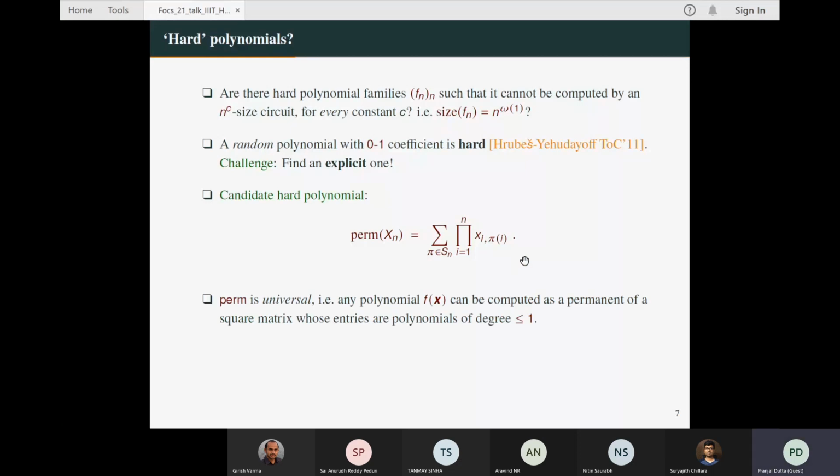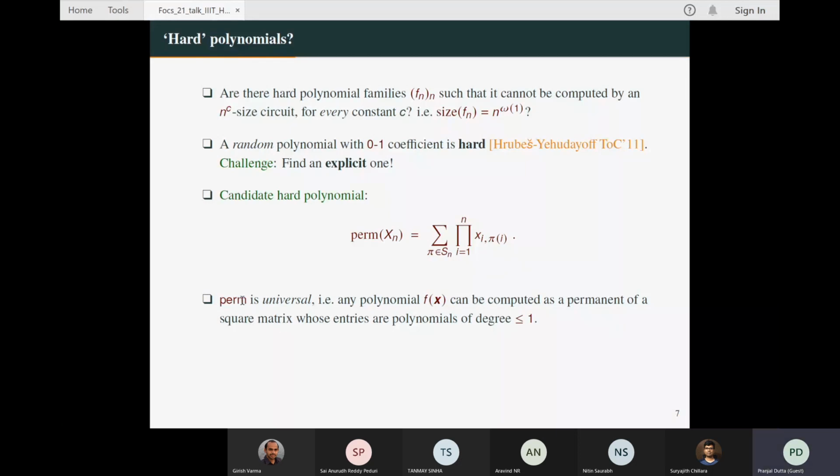But before that, similar to what I already said about the determinant, we can show that the permanent is also universal. That means you take any polynomial f. I claim that there is a matrix such that, if you look at each entry as a linear polynomial, then the permanent of that matrix, of size n by n, will be the actual polynomial f.